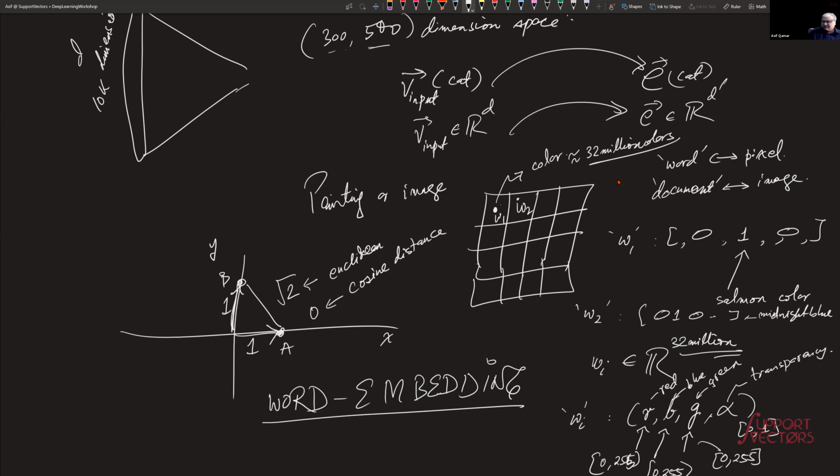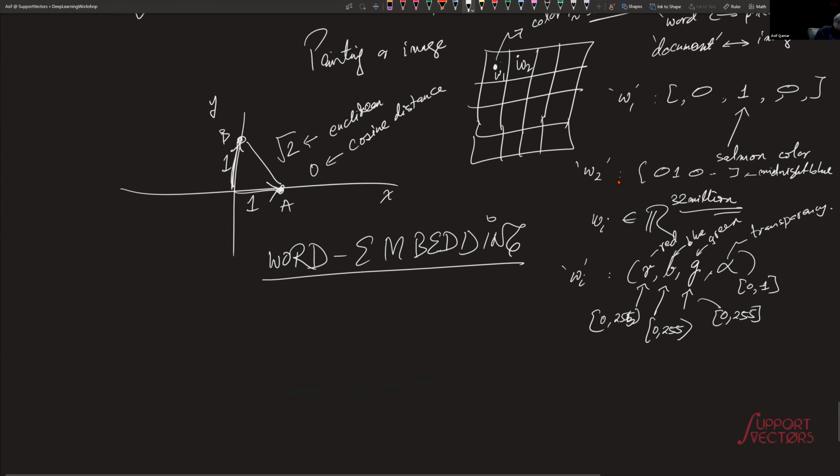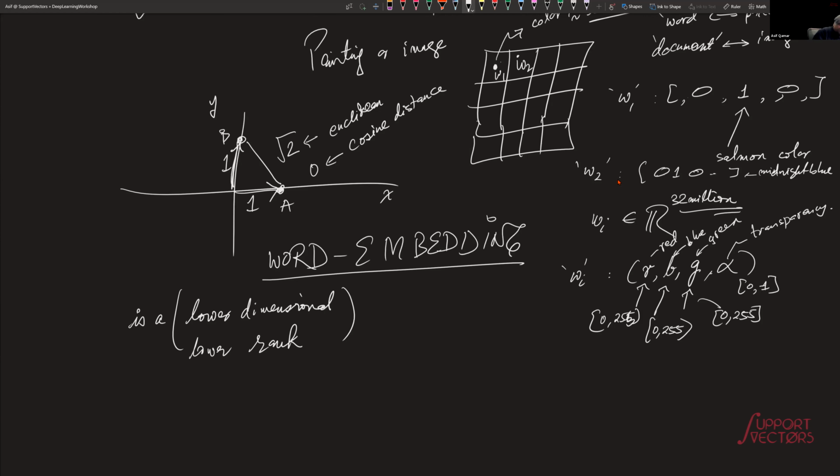Word embedding, in other words, is a projection to a lower dimensional representation. People often use "lower dimensional", and more mathematically rigorously, people will use "lower rank representation" of a word, of words, right? So let's do that.